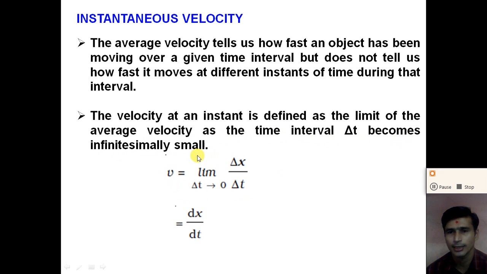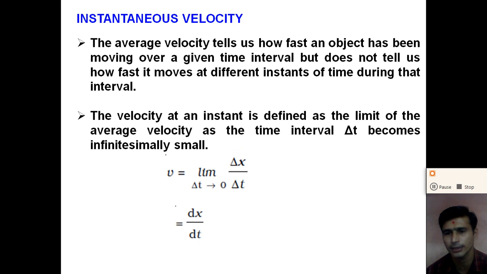If we consider the time interval between two instants of time to be very small, how small? Infinitesimally small. That means the time interval between, say, 3 and 3.0000001 is very small. It is near to 0 but not 0. In maths it is taken as a limit. When the time interval is infinitesimally small, the average velocity is called the instantaneous velocity.